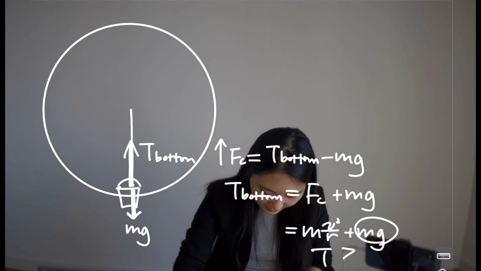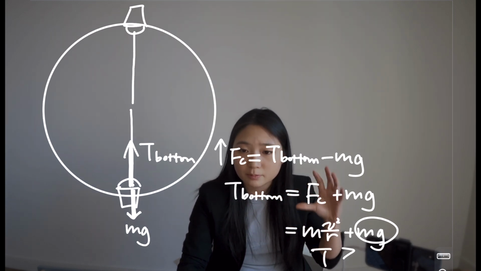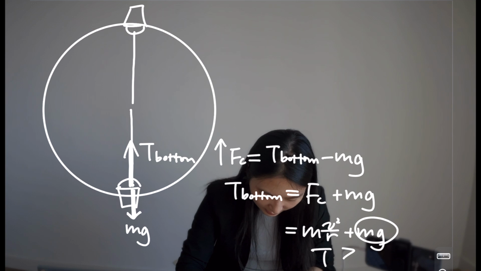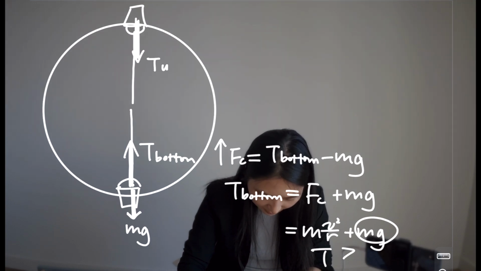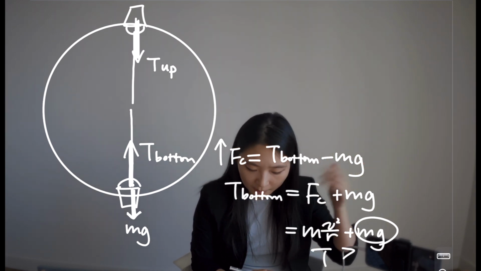When the bucket is at the very top and it's upside down and the string is still attached to it, then the tension force must be pointing downward. Well, the tension force is pointing downward, and I'm going to label it as T top, which means the tension force applied on the bucket when it's at the very top.